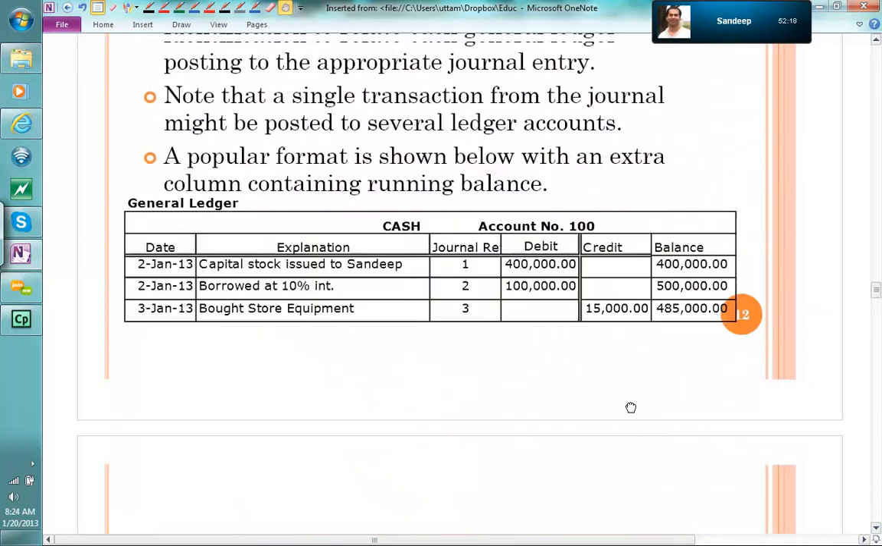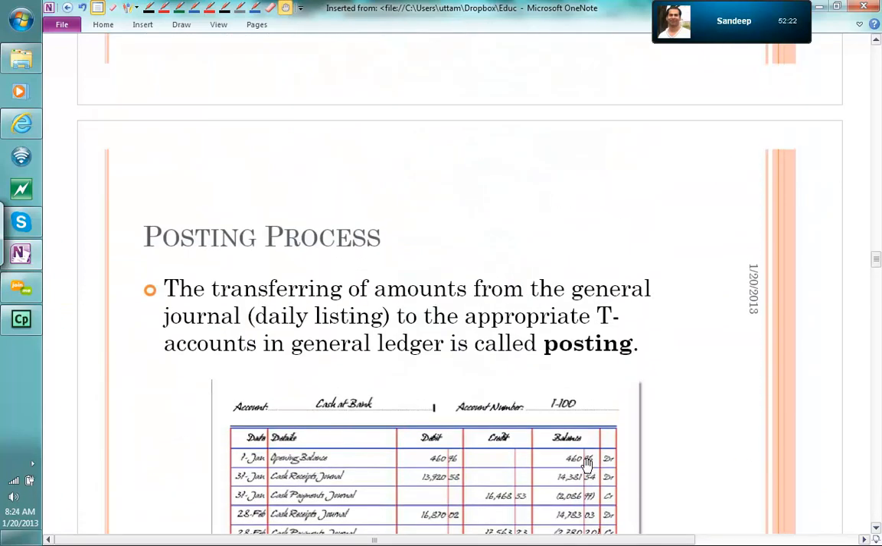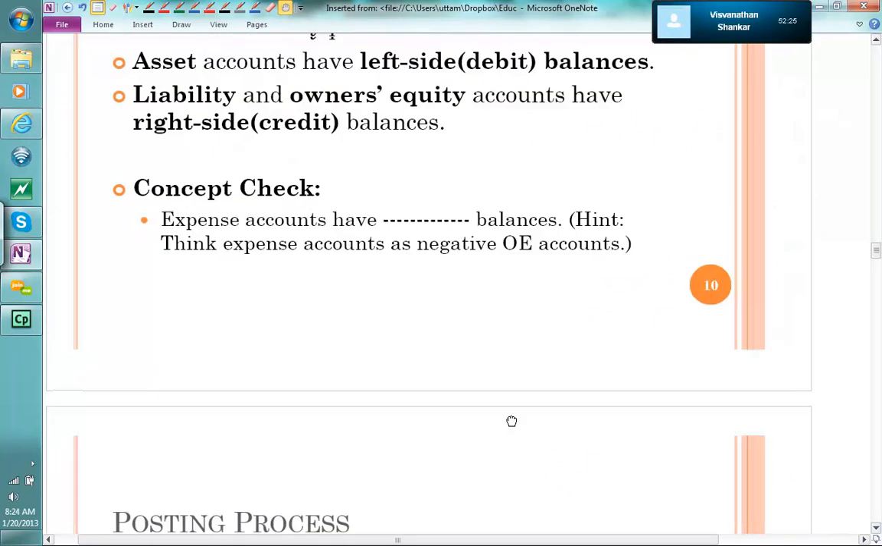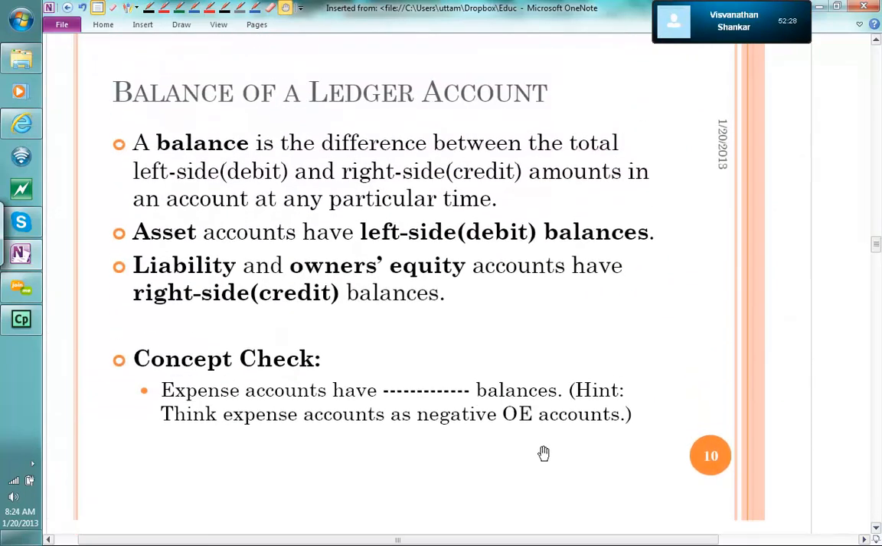Okay, so let's go back to where we were discussing. At the end of the day, if you look at any account, say a supplier account, and you add all the debit entries and you add all the credit entries. Suppose you owe money to the supplier, will the debit entry be more or will the credit entry be more? Supplier account is a liability account, so credit will be more.